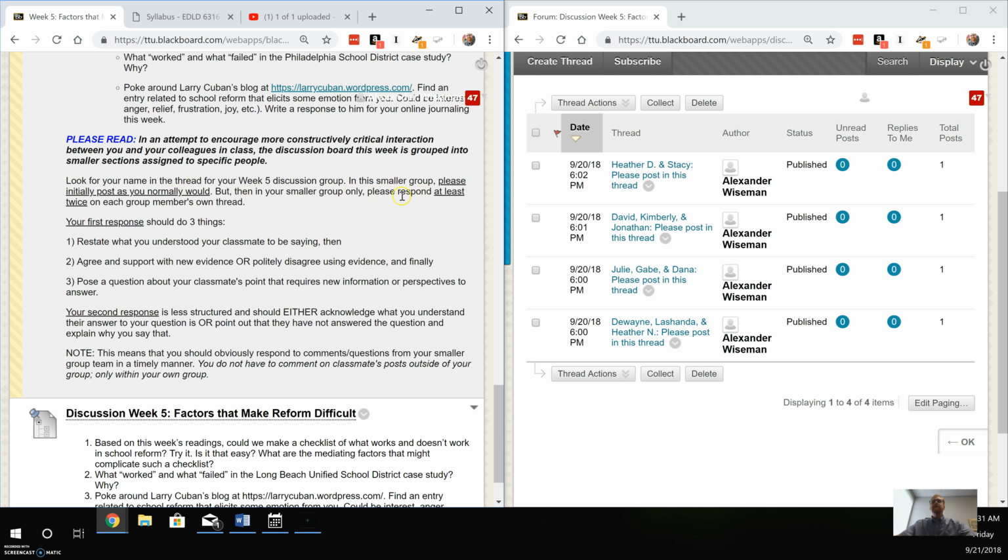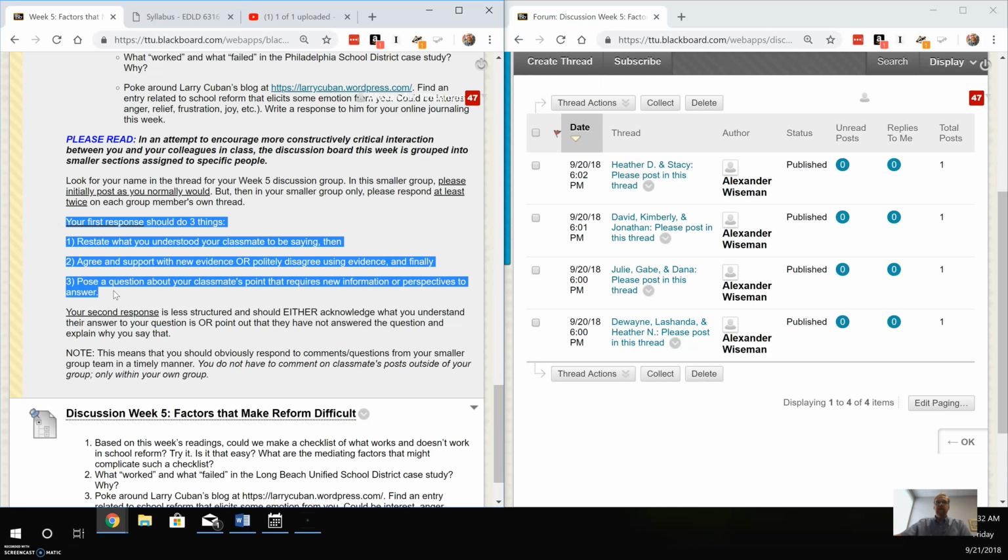But then in your smaller group, also please respond at least twice on each group member's own thread. So you should be going back and forth on this thread for each person's initial post. Heather initially posts. Then Stacy does 3 things in her response to Heather's post. She restates what she understood Heather to have said. She either agrees and supports Heather's statement with new evidence, or she politely disagrees using evidence. And then finally, Stacy would post a question about Heather's point that requires Heather to provide new information or perhaps take a different perspective in her answer.